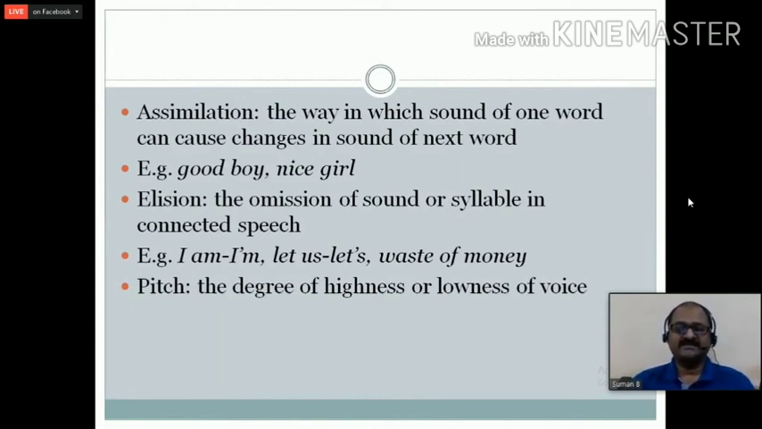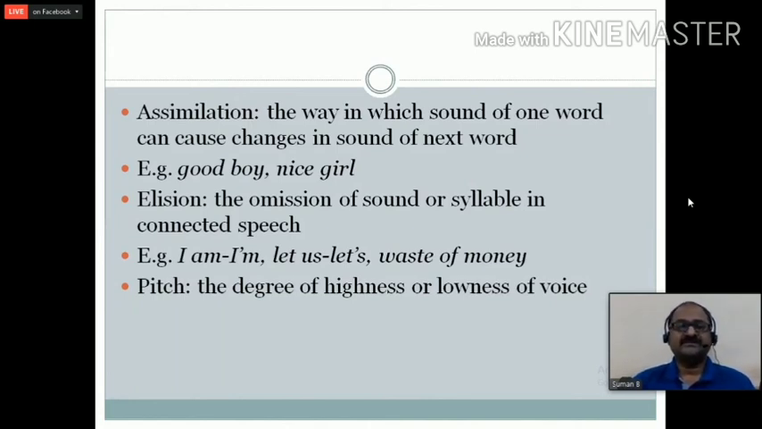Nice girl. Nice ends with s, and girl starts with g. But in connected speech, when you say it together, the s becomes z. Nice girl, nice girl. So this is how a sound can affect the neighboring sound in the next word. This is referred to as assimilation, and this is very important when it comes to understanding native English speech. That is why when we watch English movies, most of the utterances appear new to us. We can't follow them naturally. That's because of a lot of assimilations and structures.